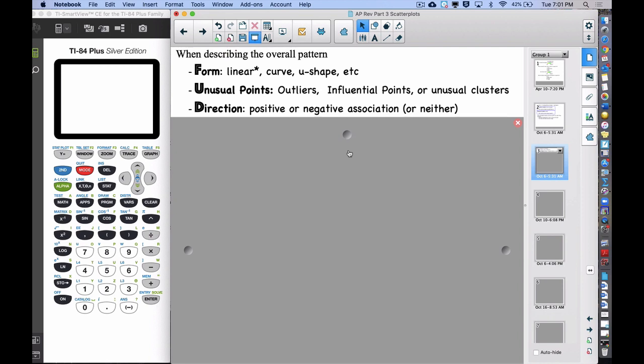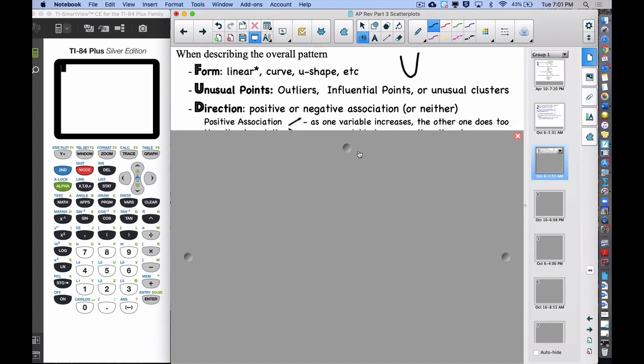Direction, generally for us, is either positive or negative, or neither if it's so scattered, or like a U-shaped graph might start negative, but then it changes and it goes back in a positive direction. So the idea with direction is that you have a positive association if your graph's heading up and to the right, meaning as one variable increases, the other variable increases also. We have a negative association if, as one variable increases, the other decreases.